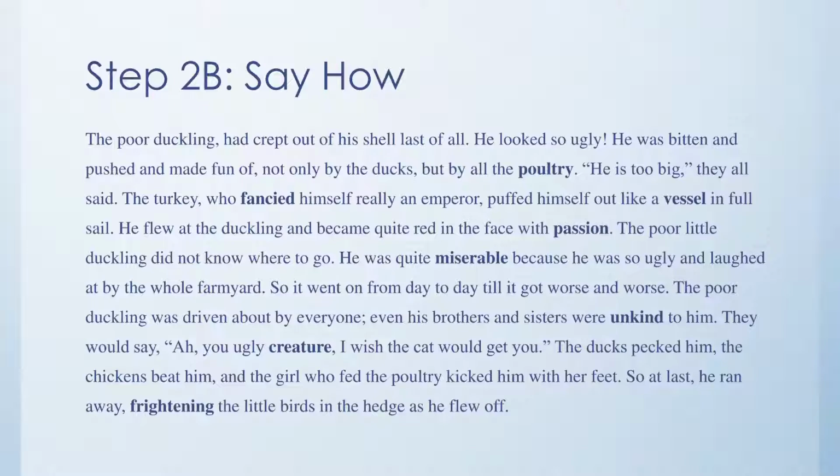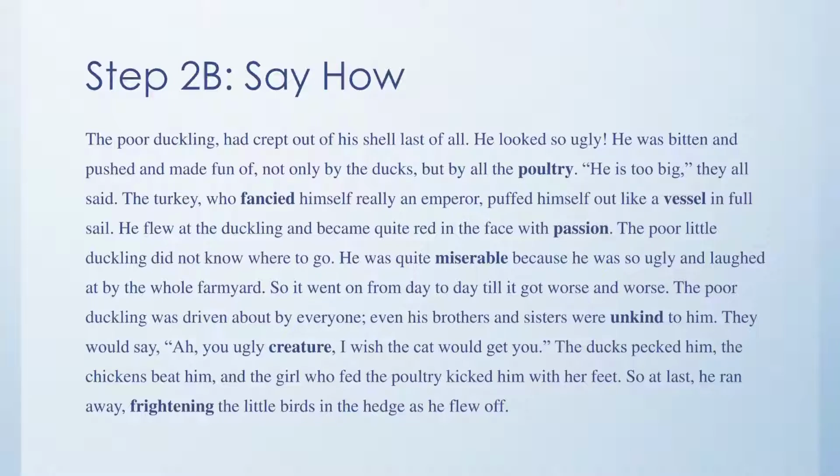The poor duckling was driven about by everyone. Even his brothers and sisters were unkind to him. What could unkind be? How were they treating him? They're treating him mean. So they were mean to him. They would say, you ugly creature, I wish the cat would get you. I think I have a clue. A cat. What is a cat? A cat is an animal, okay?